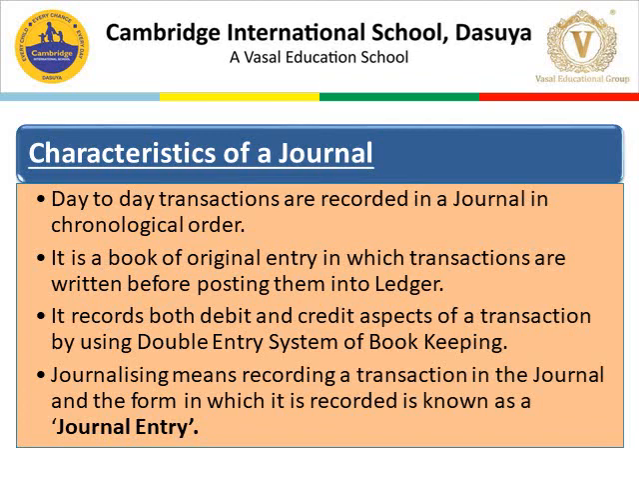Number four, journalizing. Journalizing means recording a transaction in journal. When we are recording a transaction in journal, it is called journalizing the transaction. And the form in which it is recorded is known as journal entry. Okay, these are the characteristics of a journal.